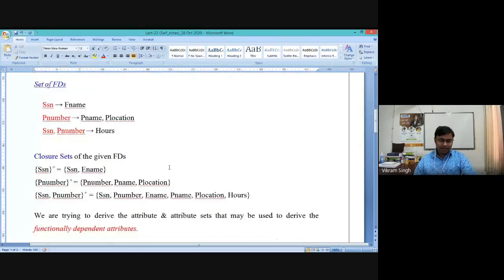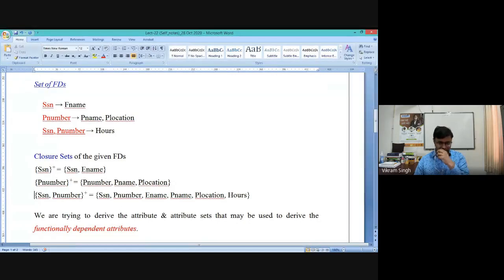In the last case, which says SSN and P number, you have two values. If you see carefully, and consider the previous FDs also, if you are given the SSN and P number values, then you can access all of them: first name, P name, P location, each and everything basically, right? Because here we have two attributes, and SSN is able to access the first name because of the first FD, and because of the second FD, if you have P number, you can access P name and P location. So eventually, SSN and P number will be able to access each and every attribute of the relation, right?